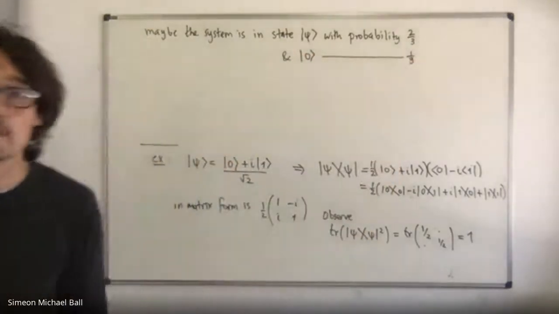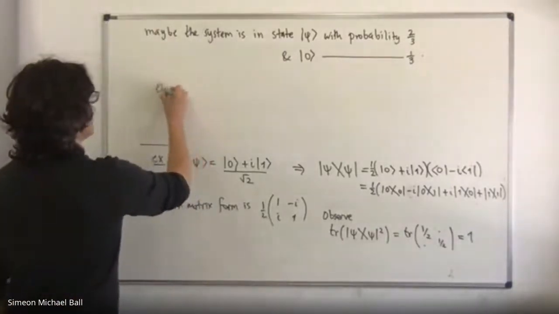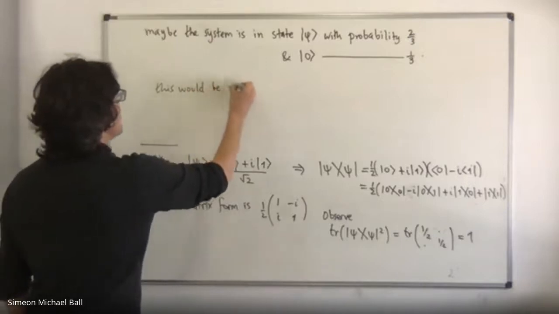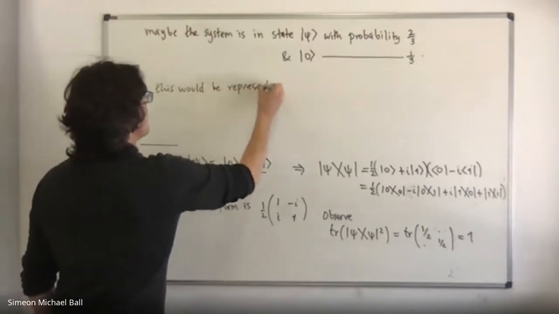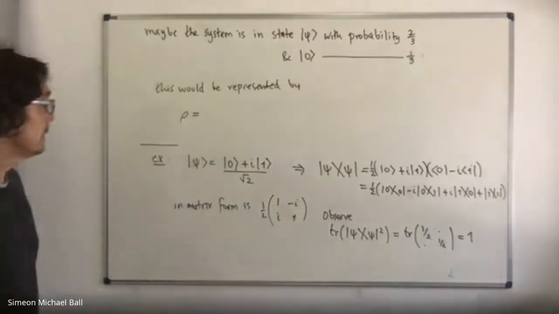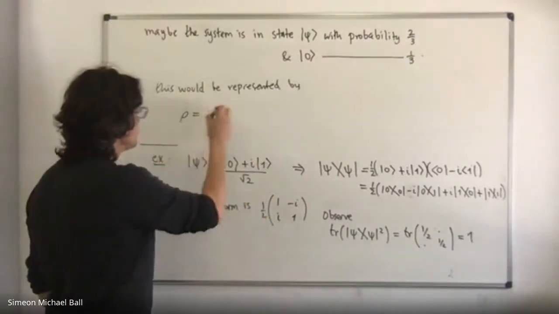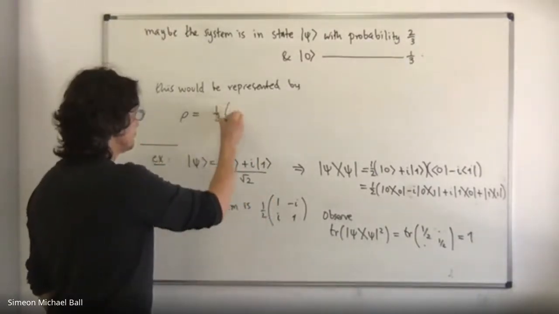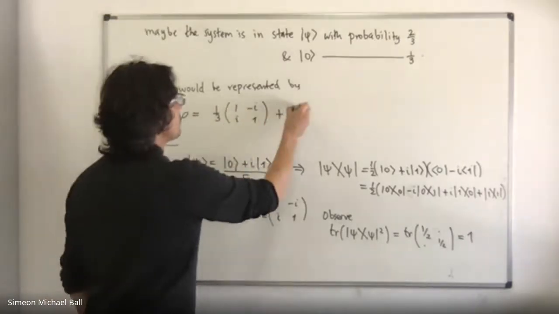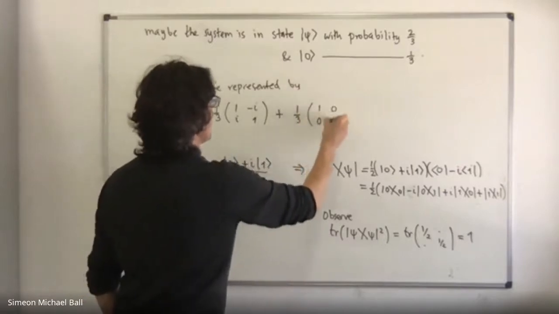And now I use my density matrix to allow me to do this. So this would be represented by rho, which would be 2/3 of the matrix here, plus 1/3, 0, 0, which is this matrix.